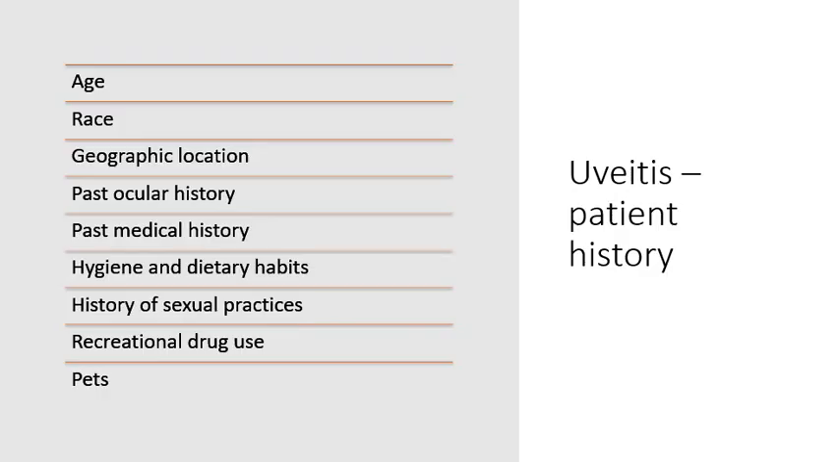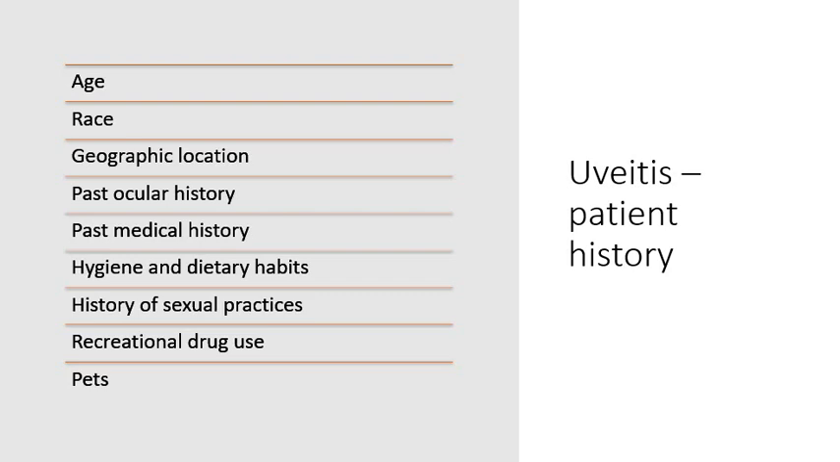So let's take a closer look at these patient history taking areas and why they're so important. And we'll start with age. Certain types of uveitis are confined to certain age groups. So, for example, uveitis, which is associated with juvenile arthritis or toxocariasis, typically affects children. So that's why age is an important factor.